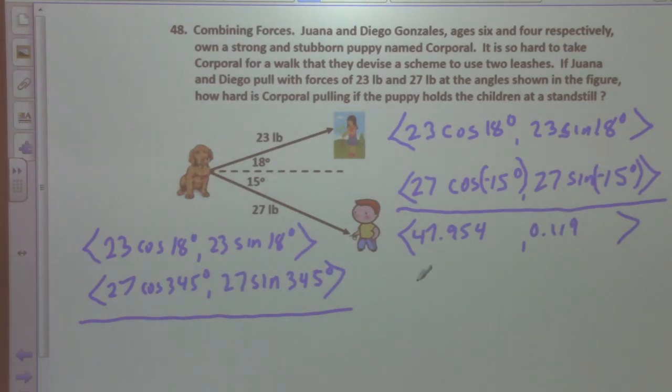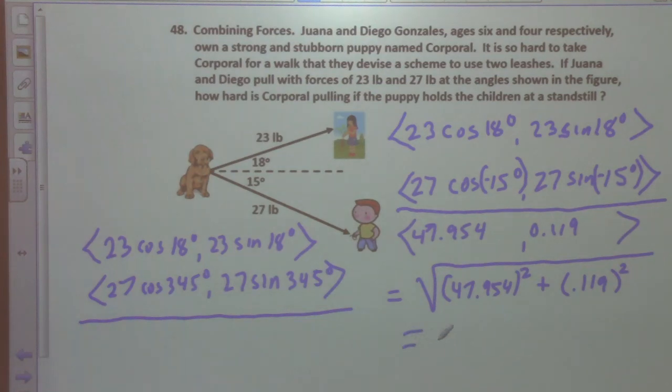Okay, and now it says, how hard is corporal pulling? What do we have to do to find how hard corporal is pulling? We have to find the magnitude of this component vector. And what you're going to find out when you do that is, you're going to have 47.954 squared plus 0.119 squared.